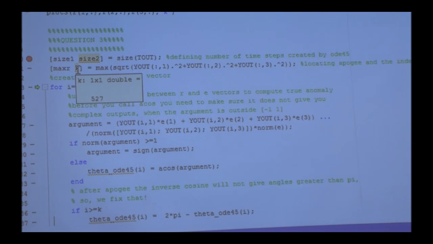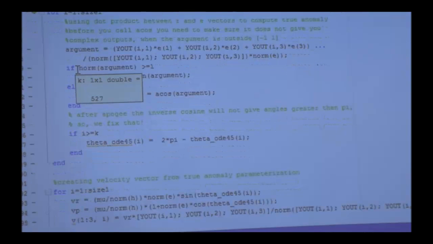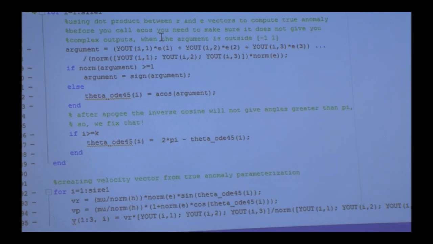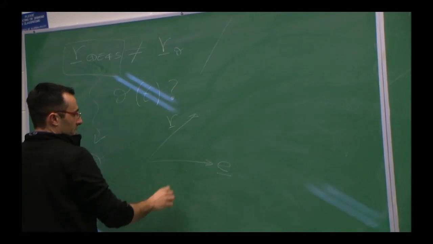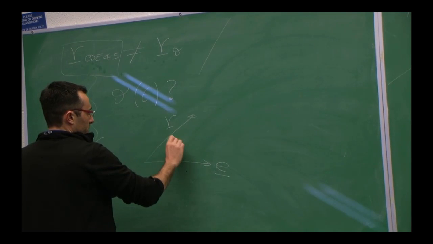Okay, I'm going to use it later. Now this is the step that I was discussing before. Now I'm going to compute for each of those r locations what is the theta. And how do you do that? Well, we define theta. We said theta is the angle between the eccentricity vector and the position vector.